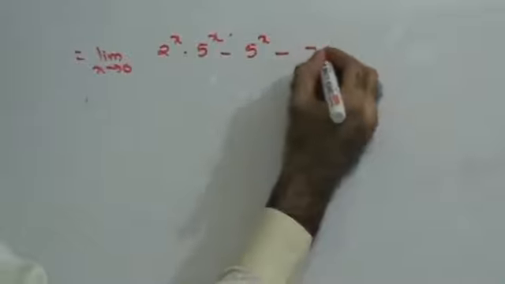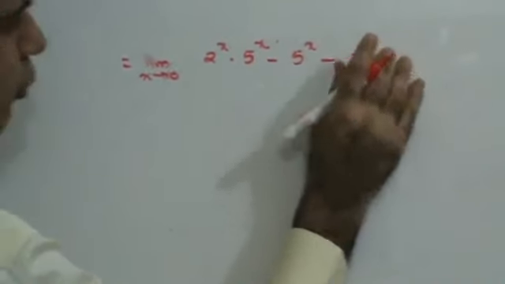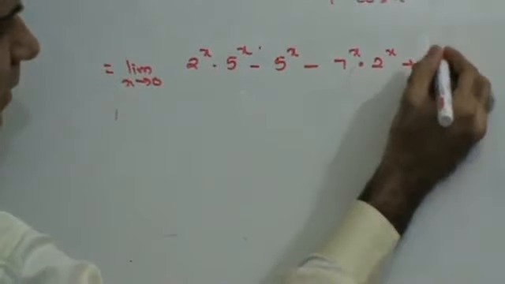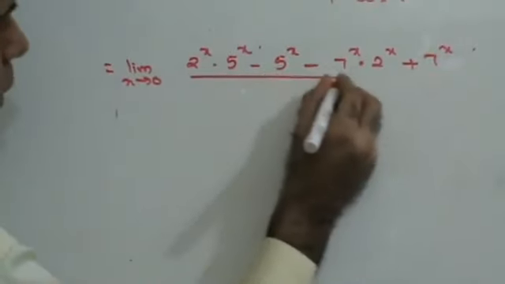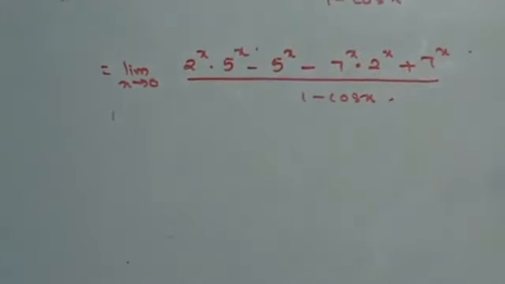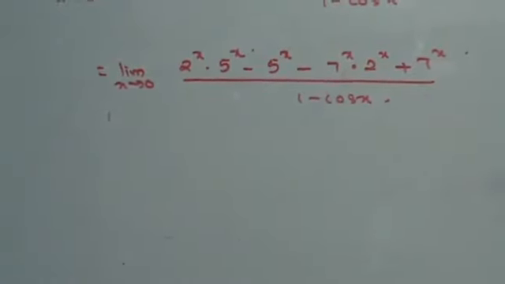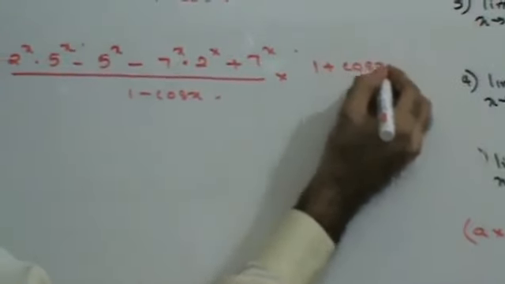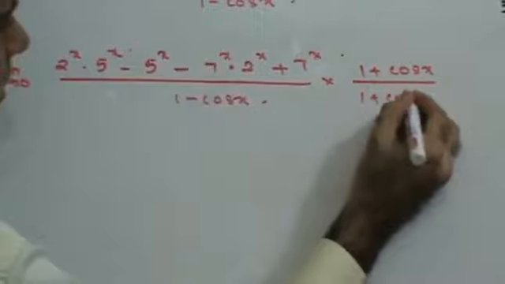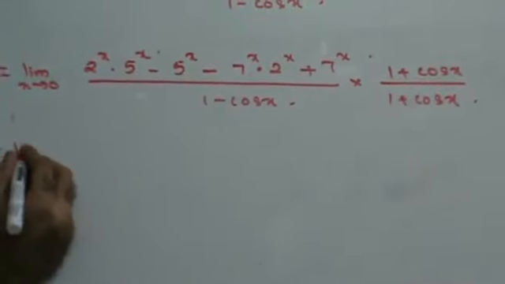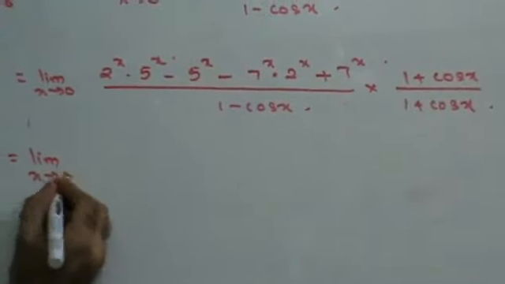Similarly, 14 can be written as 7 raised to x into 2 raised to x, plus 7 raised to x upon 1 minus cos x. Now to get rid of cos x, you have to rationalize the denominator so that you can convert it into sine. So I'm rationalizing this with 1 plus cos x. This can be written as limit of x tends to 0.